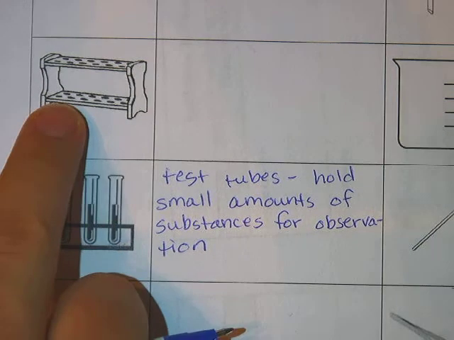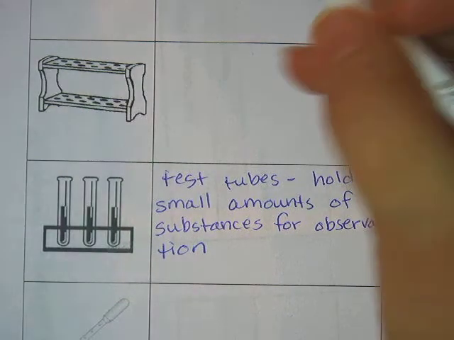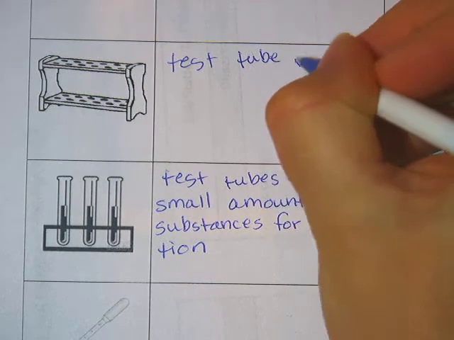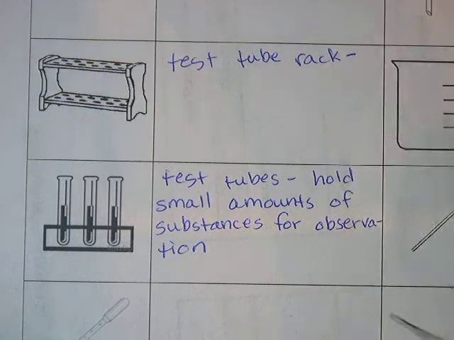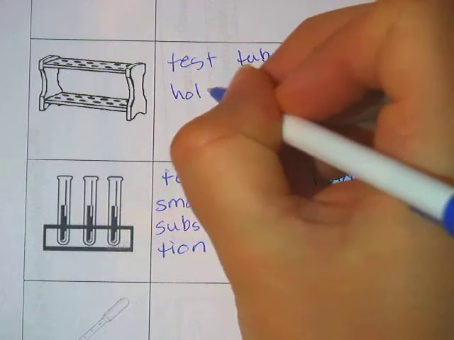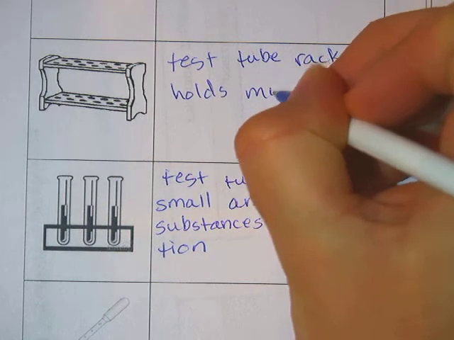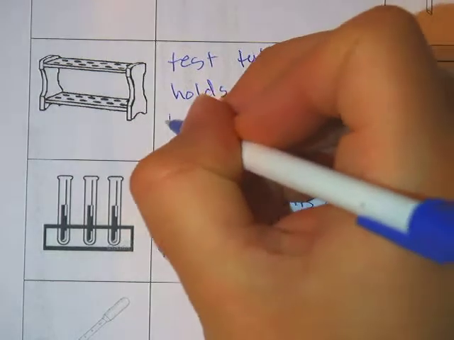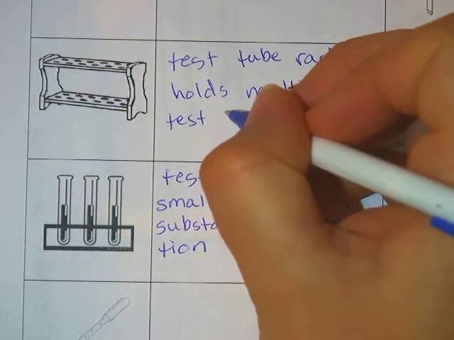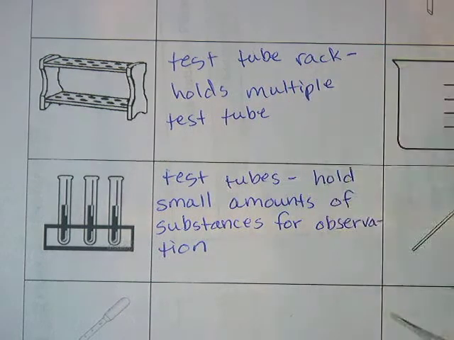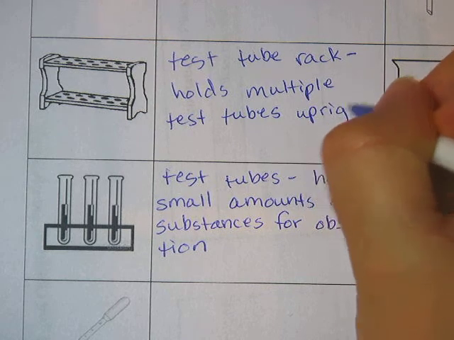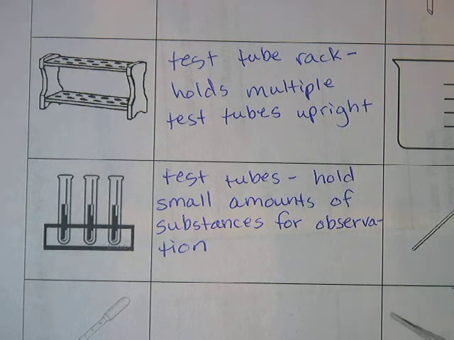And then this thing right above it is called a test tube rack, which, surprise, holds multiple test tubes upright so that they don't fall over and you don't have to worry about spilling stuff. Some test tube racks also have the ability to hold your test tubes upside down after you clean them so that they can dry.